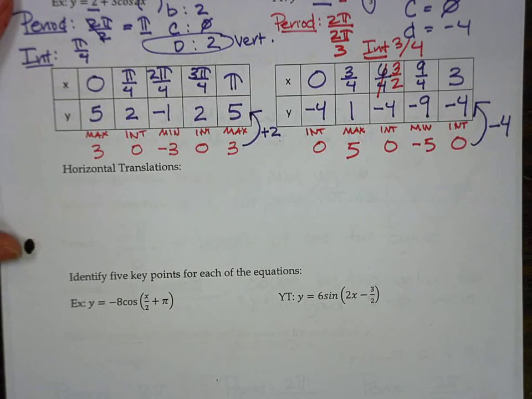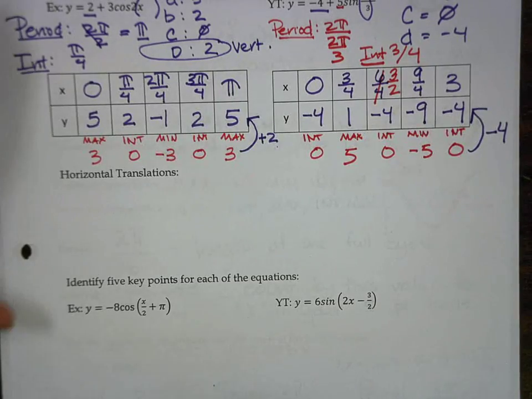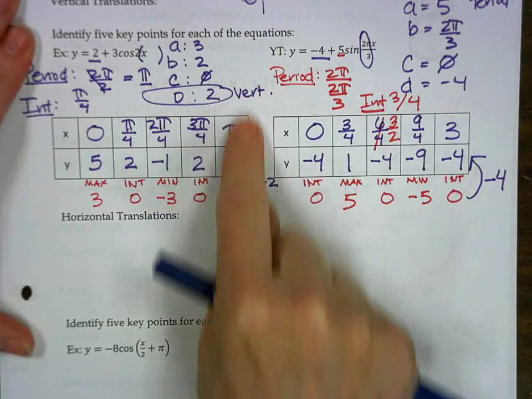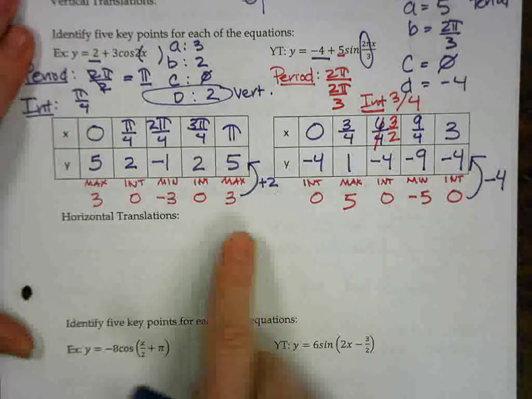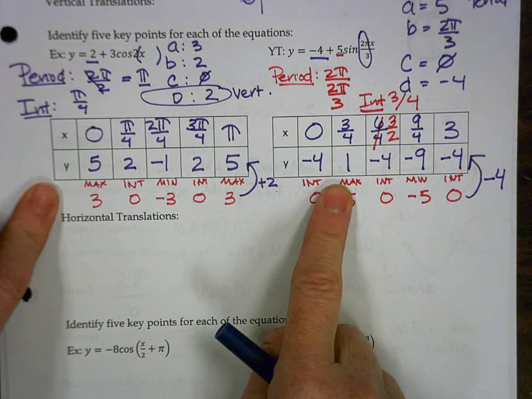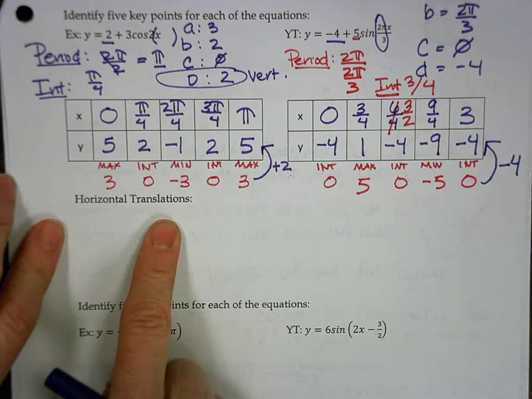All right, so this is for 2A pre-calc. We did vertical translations. That is when the graph shifts up or down. And we have these two tables that we created for vertical shift. Now we're going to talk about horizontal shift or horizontal translations.